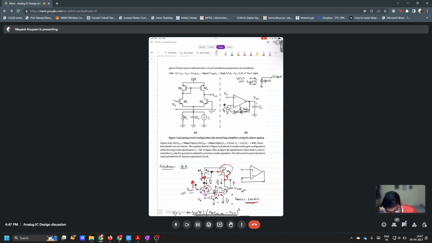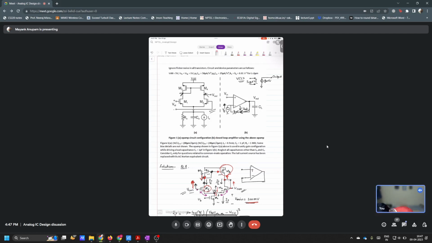M3 is a diode connected load, and there is no diode connection here, right? What is going to happen because of this diode connection at this terminal, which is not going to happen here? The drain of M3 will have VDD minus VSG3. True, that is one.